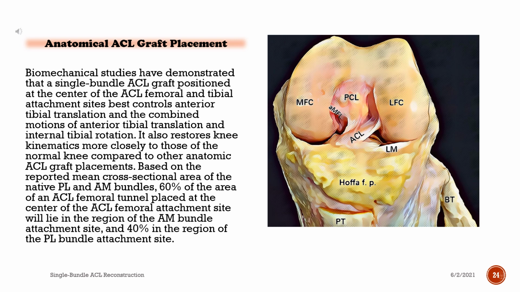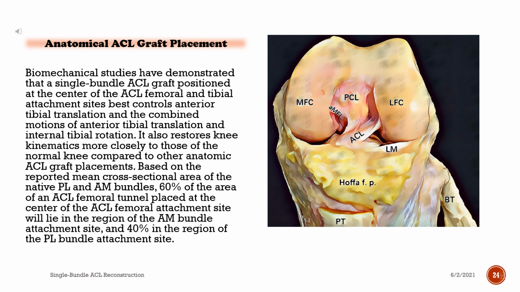Biomechanical studies have demonstrated that a single bundle ACL graft positioned at the center of the ACL femoral and tibial attachment sites best controls anterior tibial translation and the combined motions of anterior tibial translation and internal tibial rotation. It also restores knee kinematics more closely to those of the normal knee compared to other anatomic ACL graft placements.